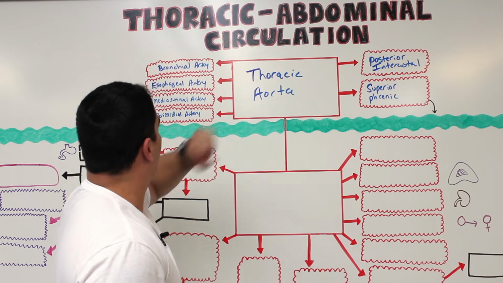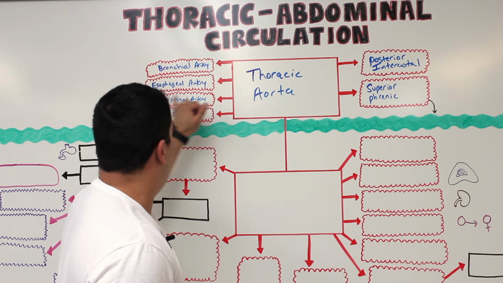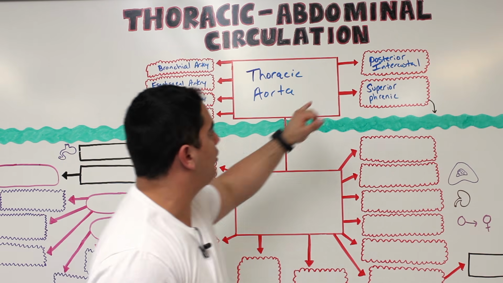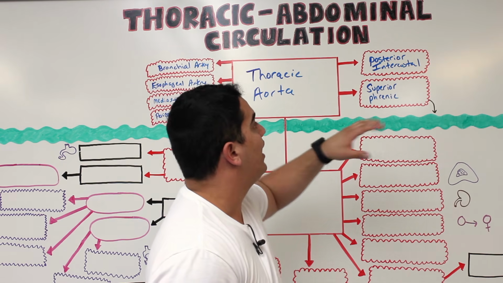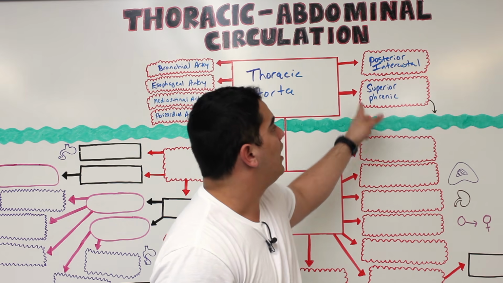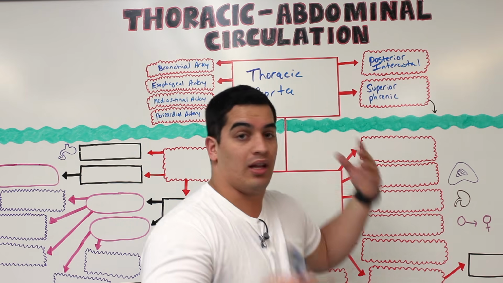So again, we covered the bronchial artery, we covered the esophageal artery, we covered the mediastinal artery, the pericardial artery, the posterior intercostal arteries, and again, that will be a left and a right, and then the superior phrenic artery, which again will be a left and a right.